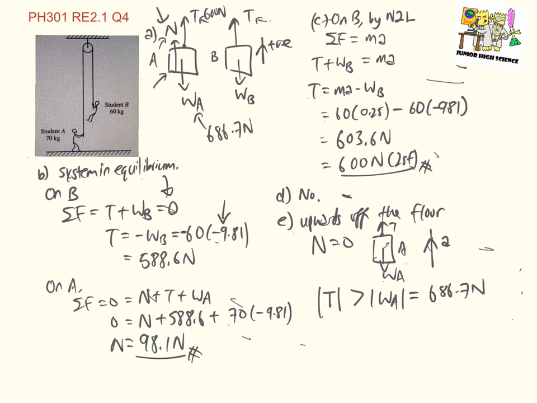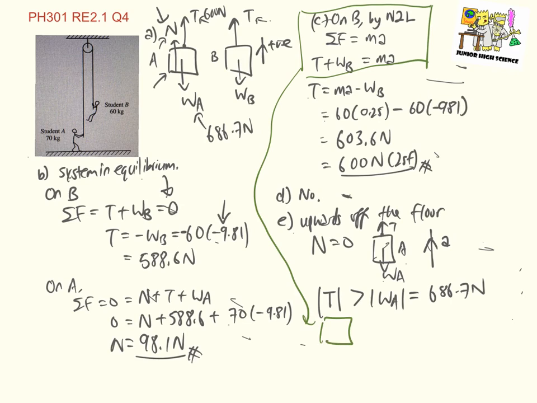I'm going to redo and repeat this part of the workings, which is on student B. By Newton's second law, the net force is equal to mass times acceleration. Net force on student B is caused by tension force and the weight of student B. I need to rearrange the equation to make acceleration the subject because that's what I want to find out, and therefore this is equal to tension plus weight of B divided by the mass of student B.